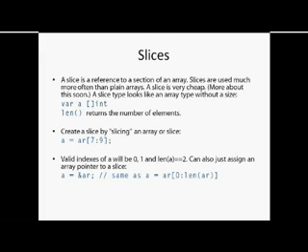Create a slice by slicing an array or slice. Valid indexes of a will be 0, 1 and len(a) equals 2. You can also just assign an array pointer to a slice.